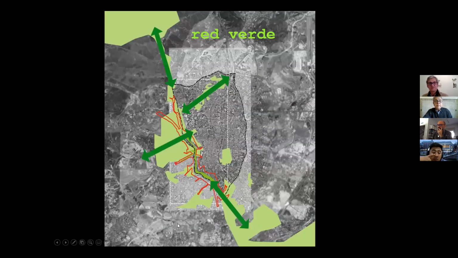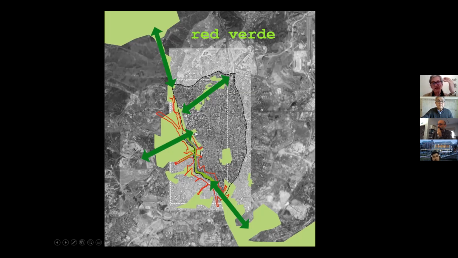So on top of this grid, of this network, we can recover a new green structure, a new green network. The main condition is to link little green spaces with big green spaces. Plaza de España is an example of this.